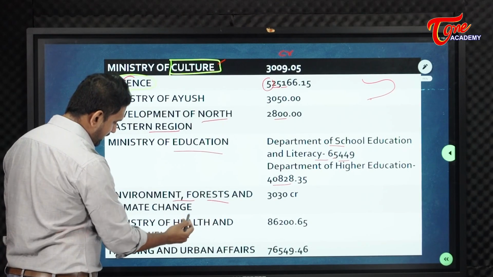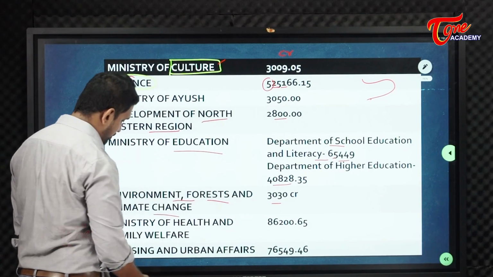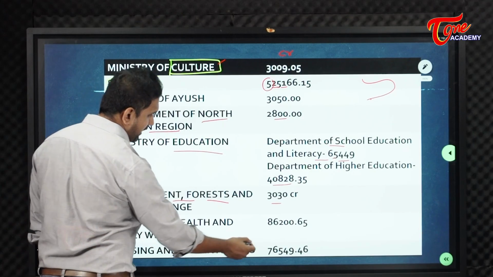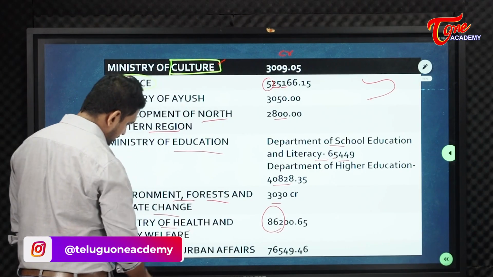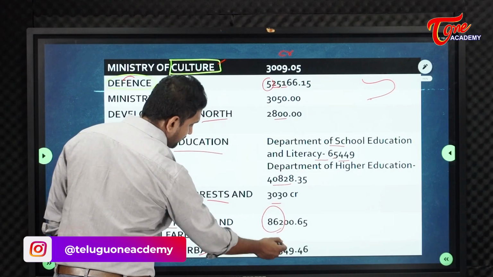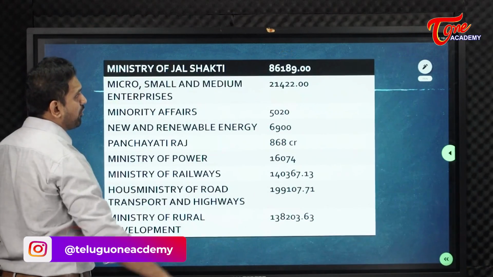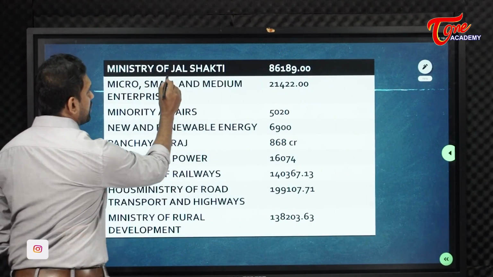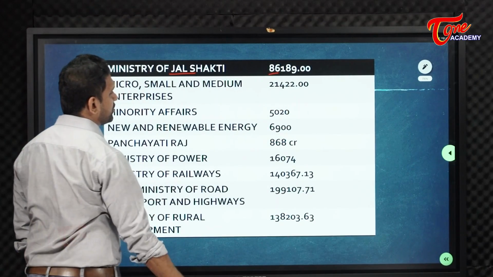For environment, forest and climate change purpose, 30 crores. Ministry of Health and Family Welfare, for health purpose, 86,000 crores. Housing and urban affairs, 76,000 crores were given. Very important data, this is all. Ministry of Jal Shakti, 86,000 crores.